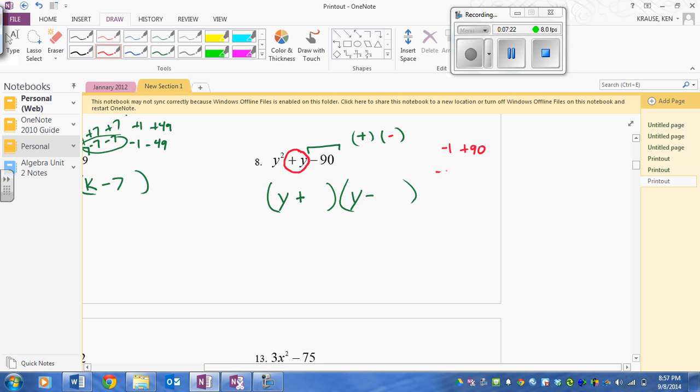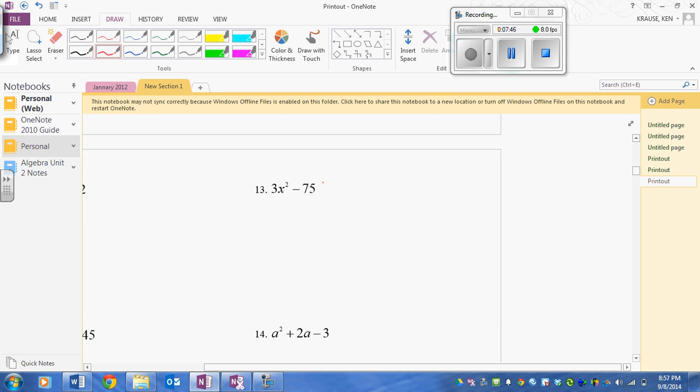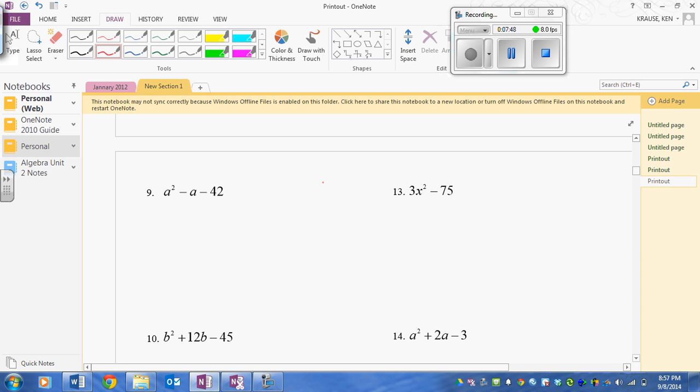Not even close. Negative 2 and positive 45. We're going to be here all day until you get to the easy one, which is negative 9 and positive 10. Those are the two that multiply to 90 and add up to positive 1. So negative 9, positive 10. Alrighty. There we go.